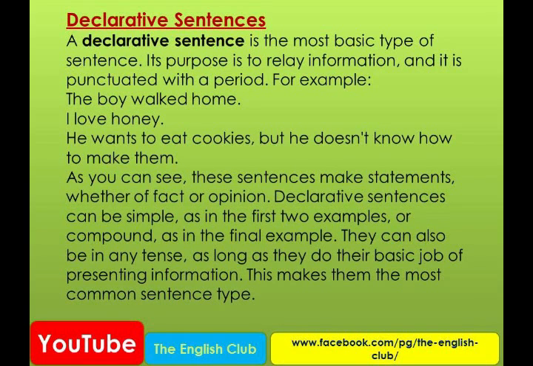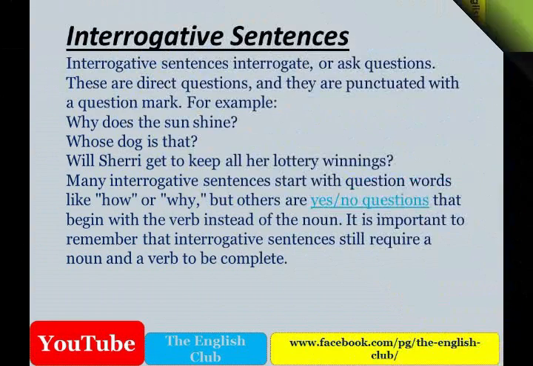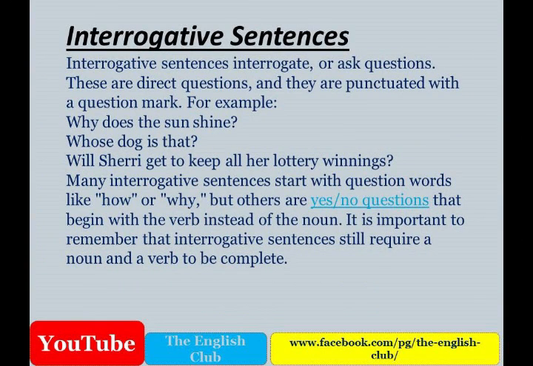As you can see, these sentences make a statement of fact or opinion. Declarative sentences can be simple, as in the first two examples, or compound, as in the final example. They can also be in any tense as long as they do their basic job of presenting information. So this makes them the most common sentence type.